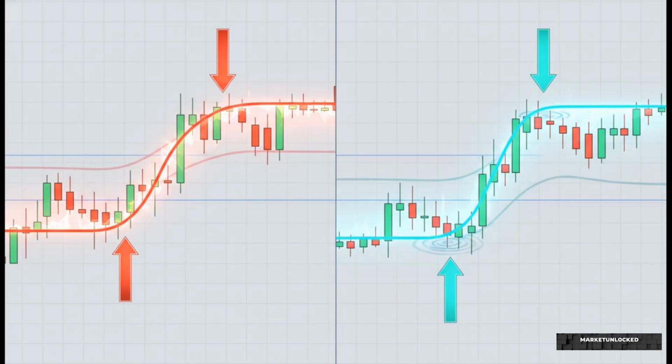So you can think of these outer bands as like dynamic levels of support and resistance. They're not static lines. When the price hits that upper band, it's often considered overbought, like an elastic band stretched to its limit. And when it hits the lower band, you guessed it, it's seen as oversold. It gives you these potential turning points.